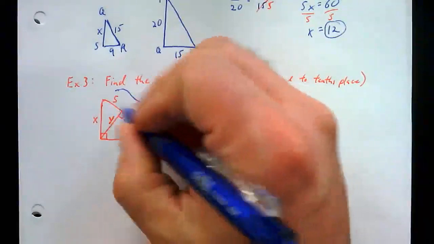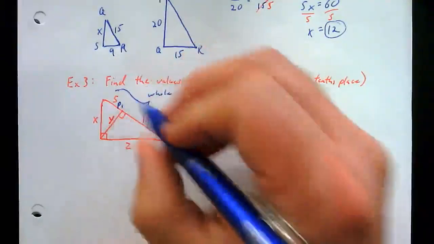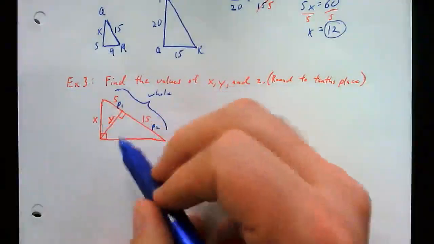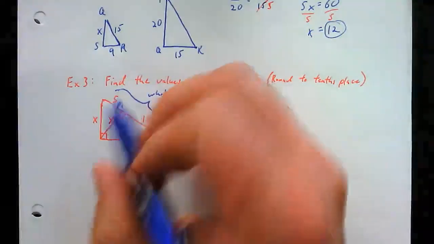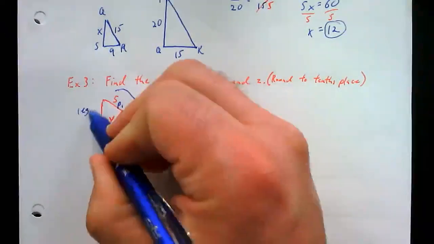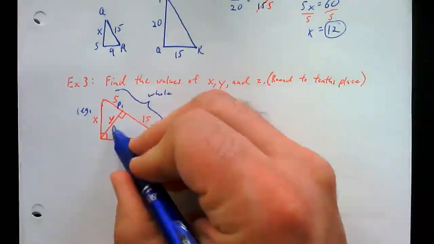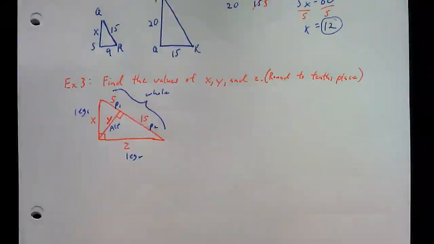Then we have, I'm going to call this part 1 and part 2. It doesn't really matter which one you call part 1 and part 2. Then we have leg 1 and leg 2. Well, leg 1 will go next to part 1. So leg 1, leg 2. And then y is our altitude.